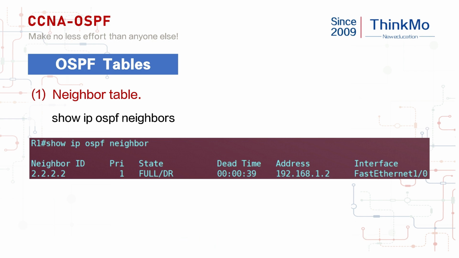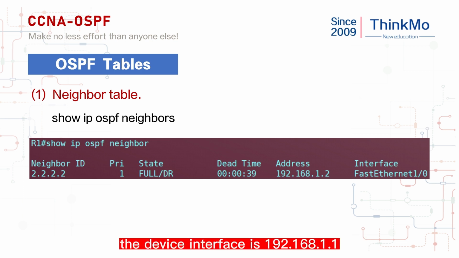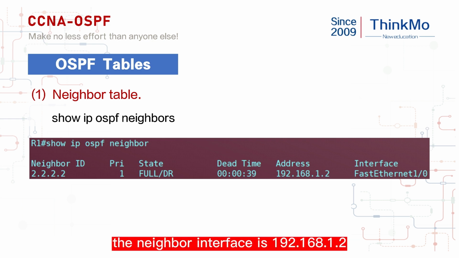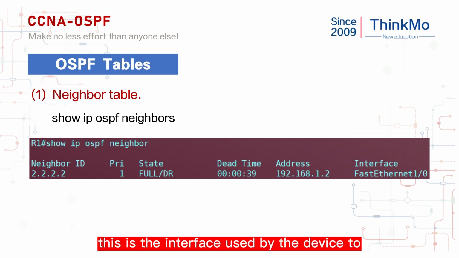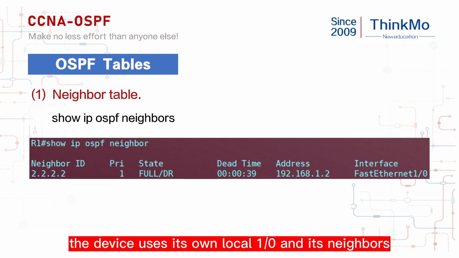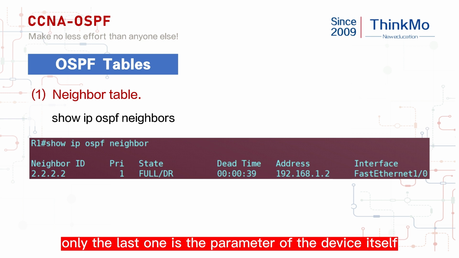Let's look down. Here is an address. This is the IP address of the neighbor interface. The device interface is 192.168.1.1. The neighbor interface is 192.168.1.2. And the last, interface. This is the interface used by the device to establish a neighbor with the other party locally. Only this is the device's own. The device uses its own local interface and its neighbors. That is, the previous parameters are the parameters of the neighbors. Only the last one is the parameter of the device itself.